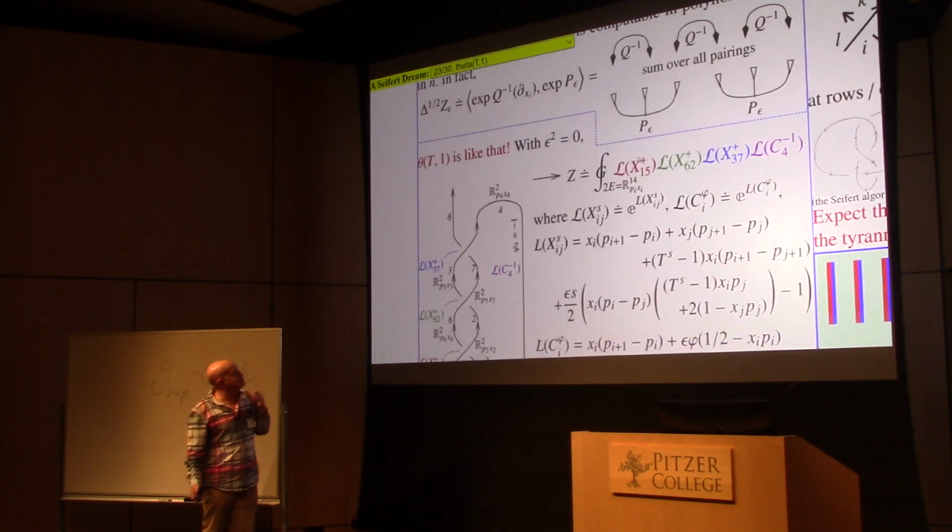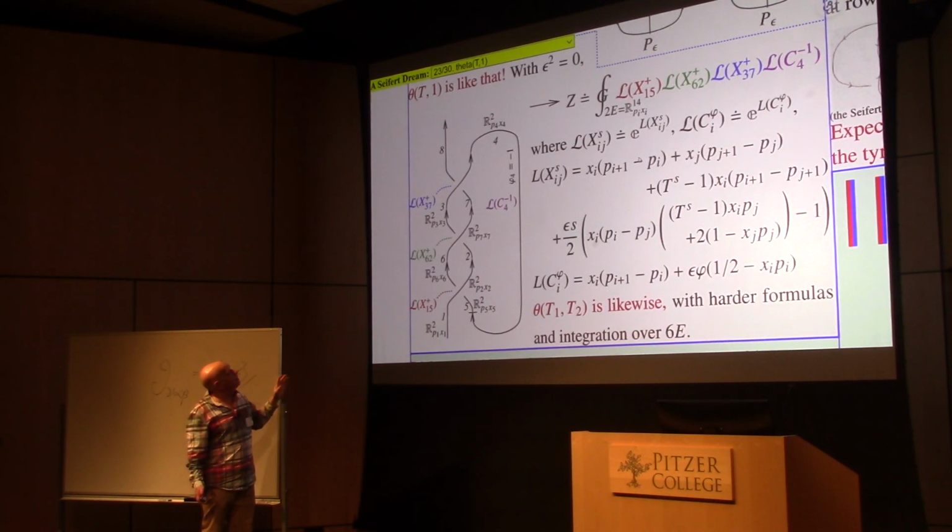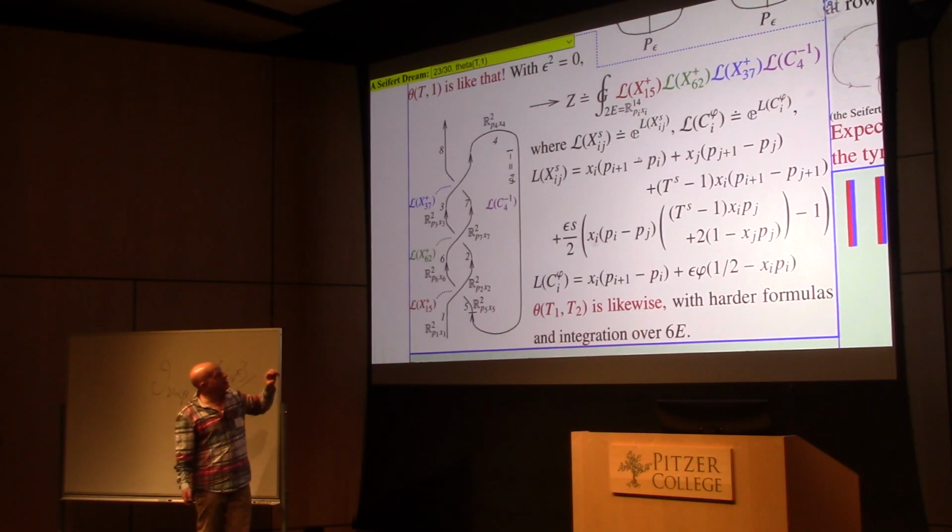The point is that the invariant theta, in fact, comes from such a computation. Now, the thing that gets integrated, the so-called action functional or e to the Lagrangian, whatever, is too complicated to put on one slide for theta. So instead I'm showing you theta evaluated at t and 1. Okay?